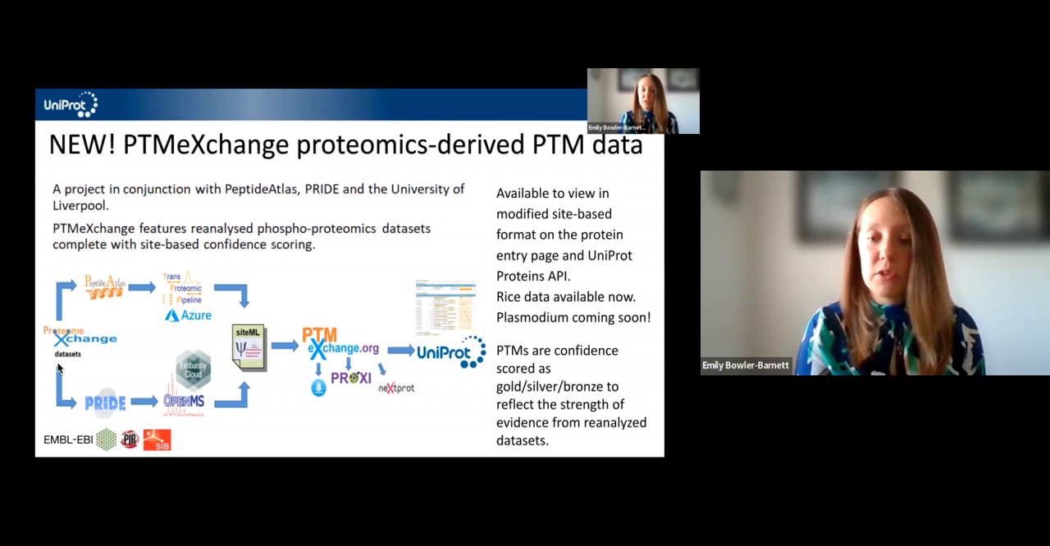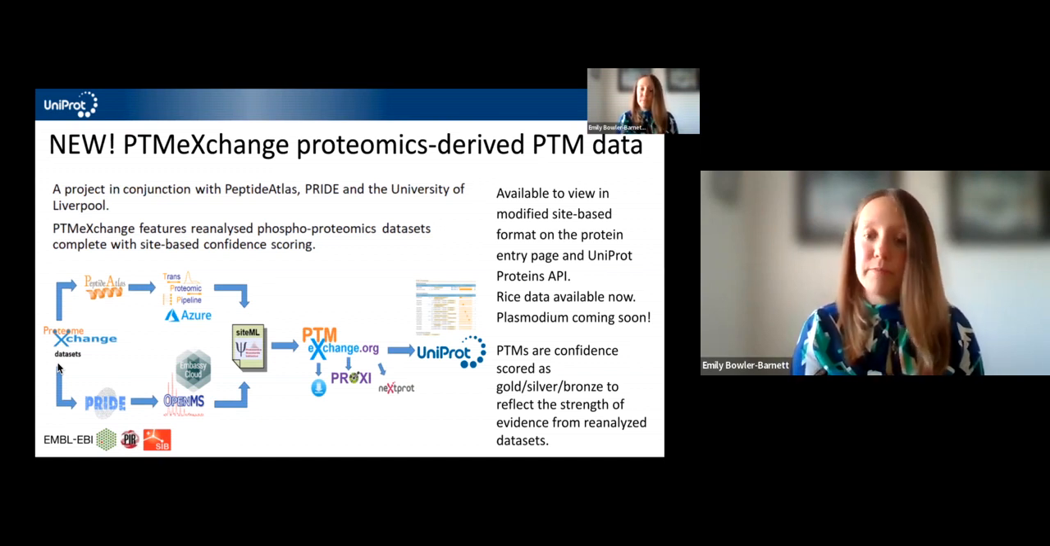Currently the confidence score is shown as gold, silver, and bronze, and is based on false localization and false discovery rate. It's available to view in a modified site-based format at the moment on the protein entry page and in the API. Currently, we have rice data, the plant rice, with Plasmodium coming soon, fingers crossed by the end of the year, and next year Arabidopsis, mouse and human.